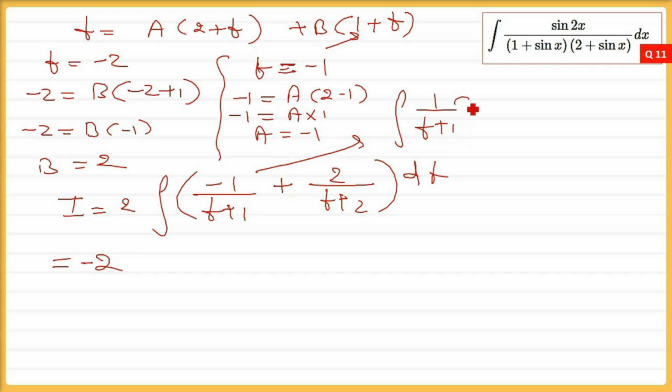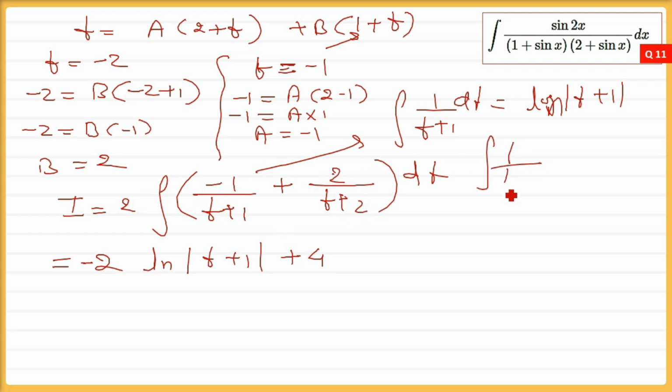So 2 into integration of minus, if you take outside, integration of 1 by t plus 1 will be equal to ln modulus of t plus 1. So log modulus of t plus 1, log base is e, ln. Now 2 will be multiplied by 2 inside for the second term. It will give you 4. So plus 4, and then the integration of dt divided by t plus 2. So when you have dt divided by t plus 2, it will give you log base e or ln modulus of t plus 2. So this will be ln modulus of t plus 2 plus a constant of integration.